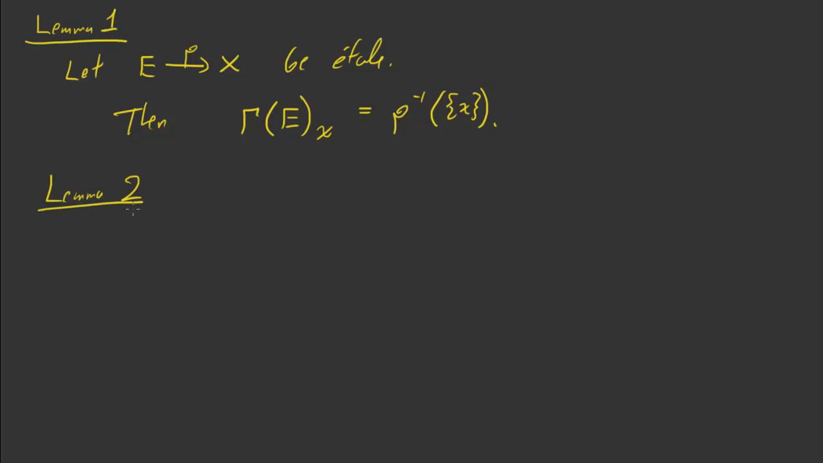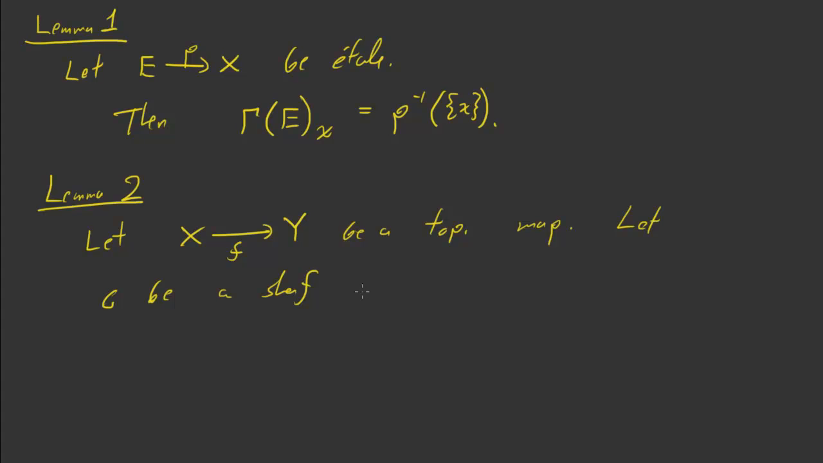So lemma 2 is that, well, let's just assume our usual setup, or the setup that we had before. Let's let F be a map of topological spaces, I just mean a continuous map between topological spaces, and let's let G be a sheaf on Y. Then the stalk at X of this pullback is equal to G having its stalk taken at F of X.